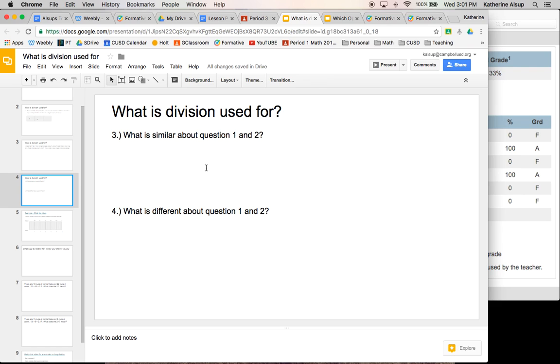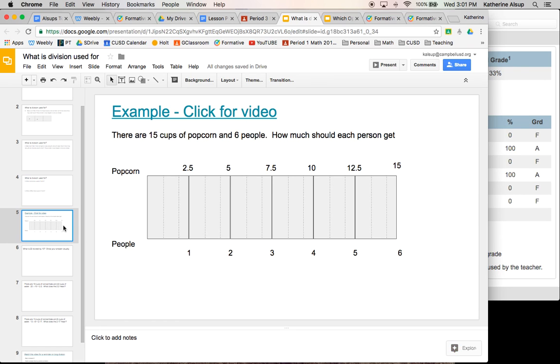What's different about those questions? What's similar about those questions? And kind of reflect on that. I also included my own example for something a little bit more complicated where your quotient is a decimal, so 2.5. So 15 divided into 6 groups.